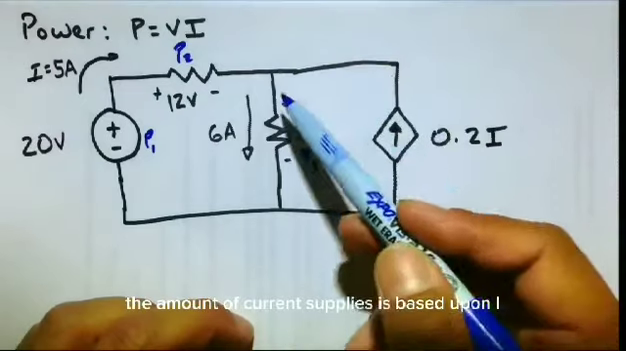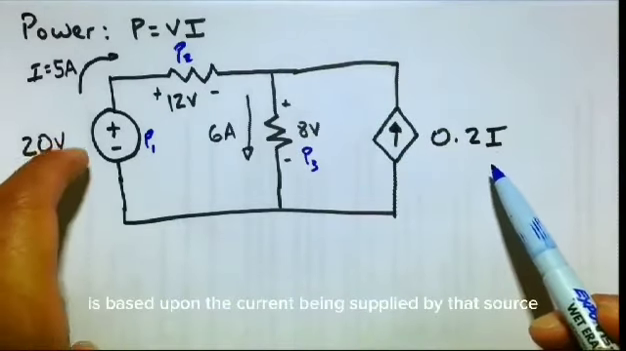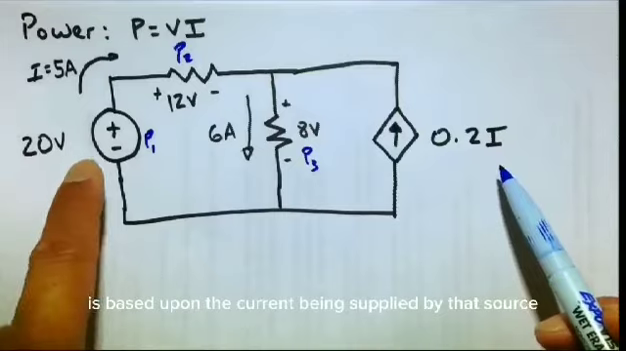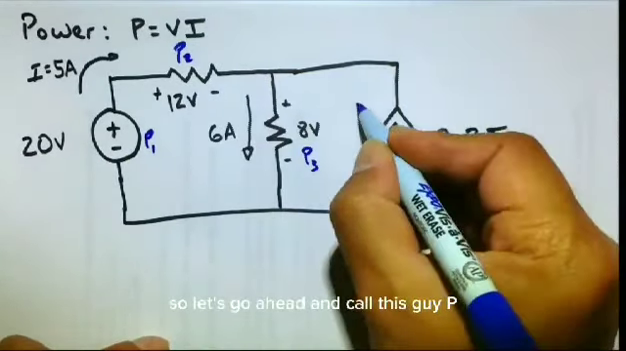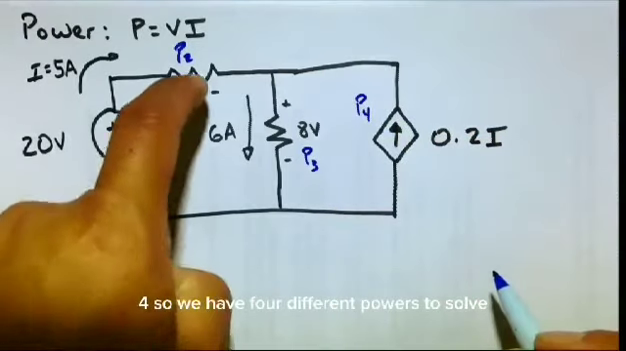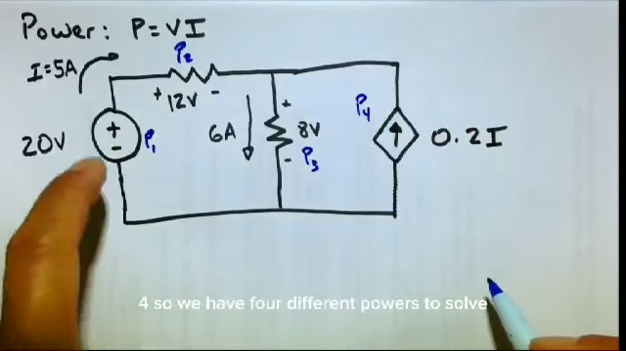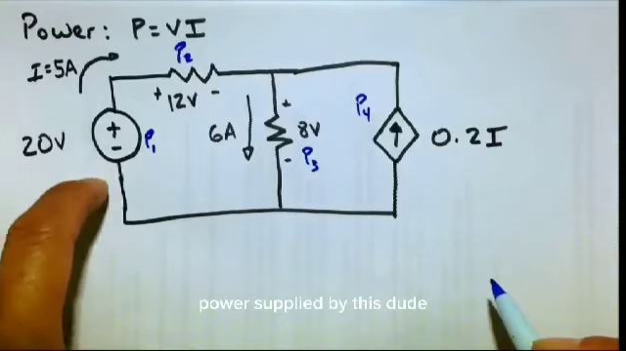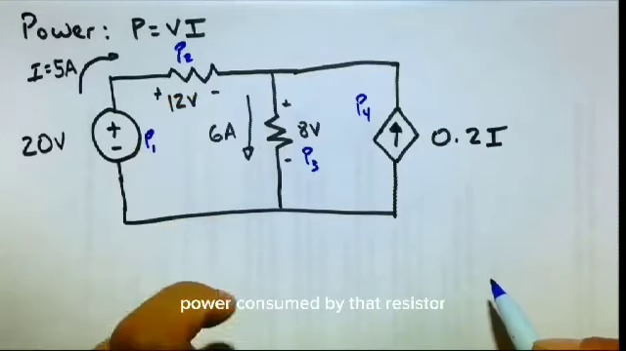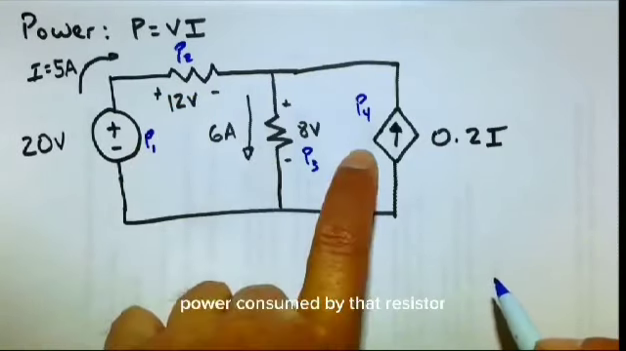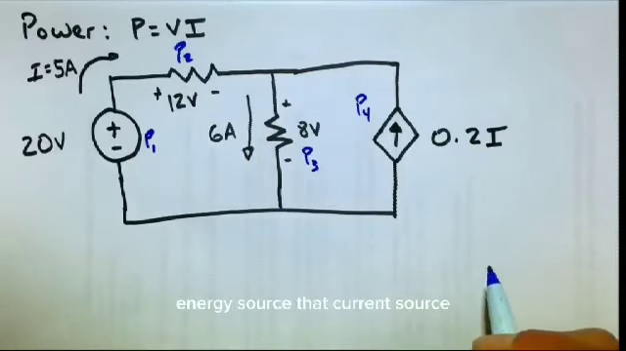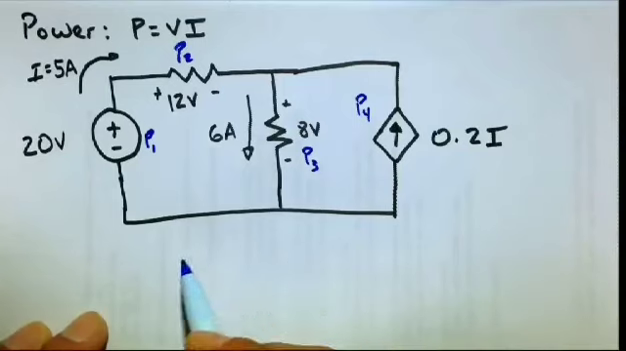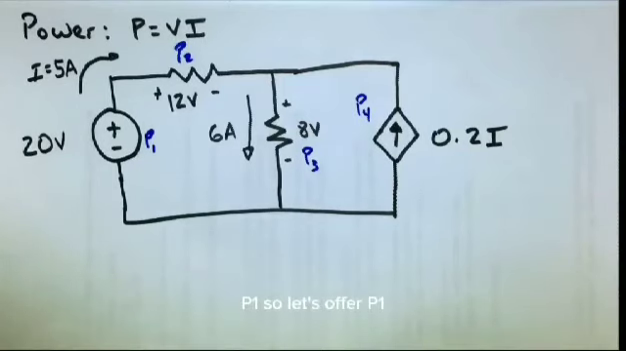The amount of current it supplies is based upon I. It's based upon the current being supplied by that source. So let's go ahead and call this guy P4. So we have 4 different powers to solve. Power supplied by this dude, power consumed by that resistor, power consumed by that resistor, and then power supplied by that source, that energy source, that current source. So let's take these one at a time. P1, so let's solve for P1. Let's choose red. Does red sound good?